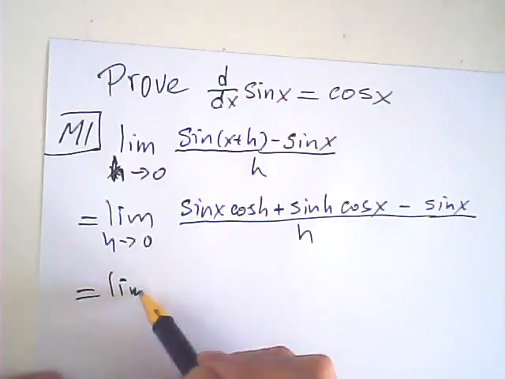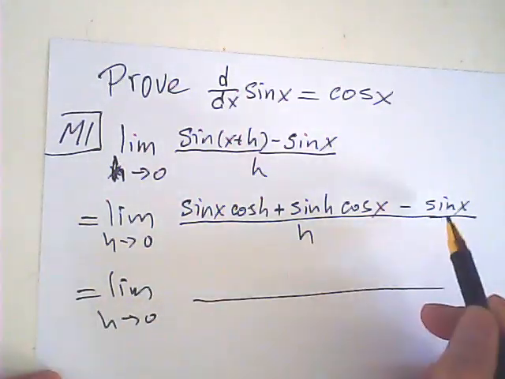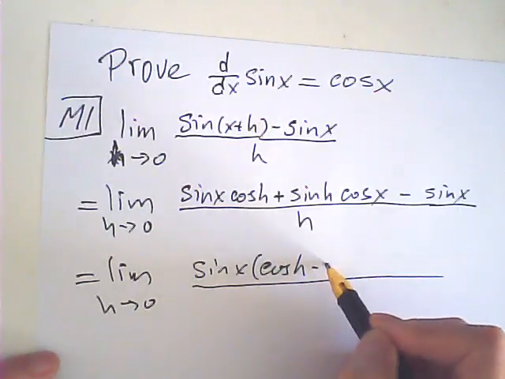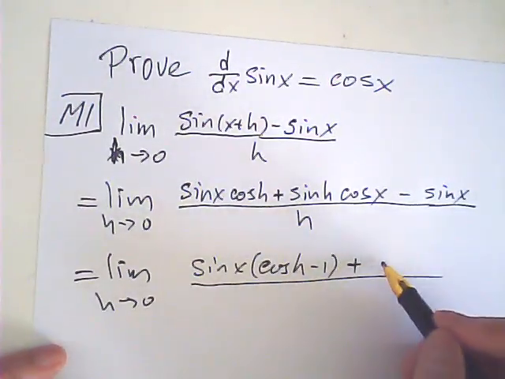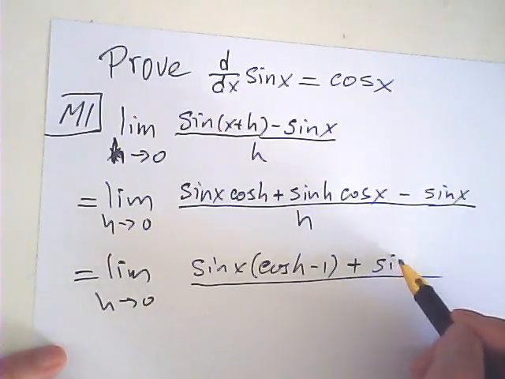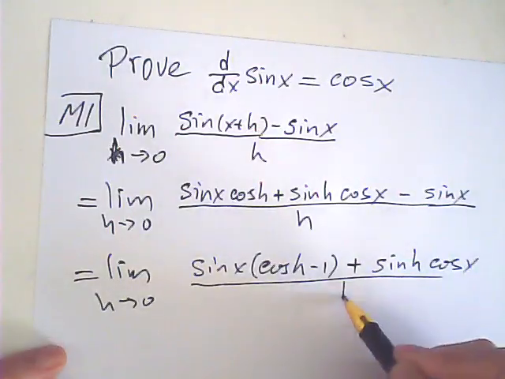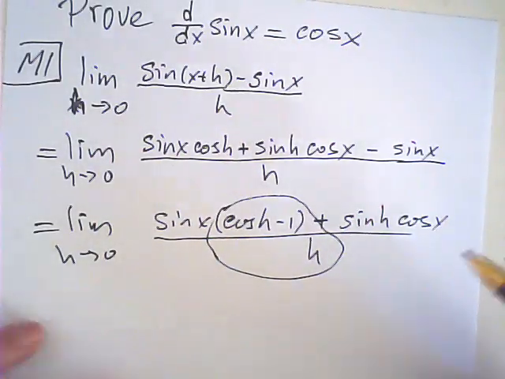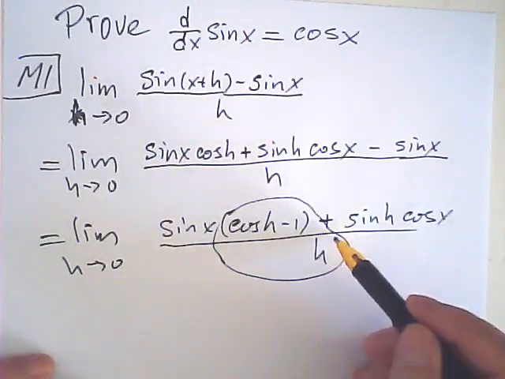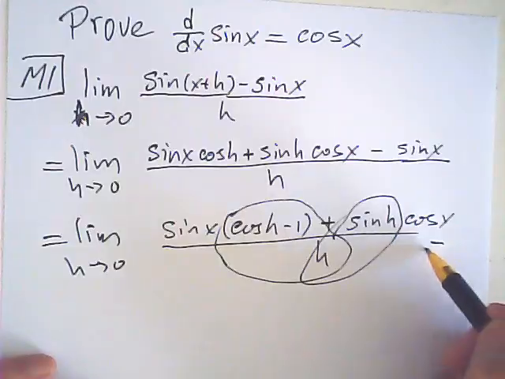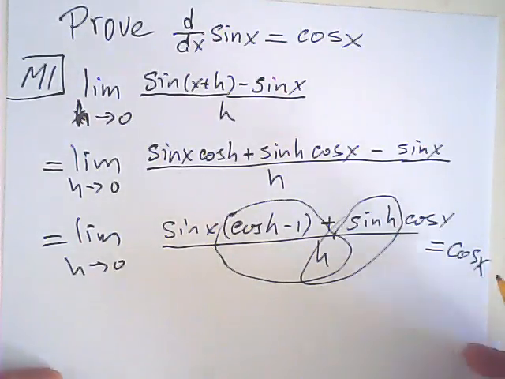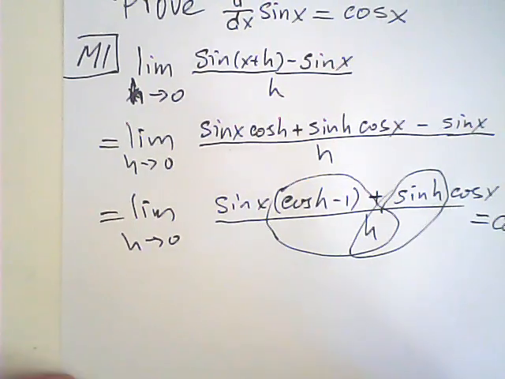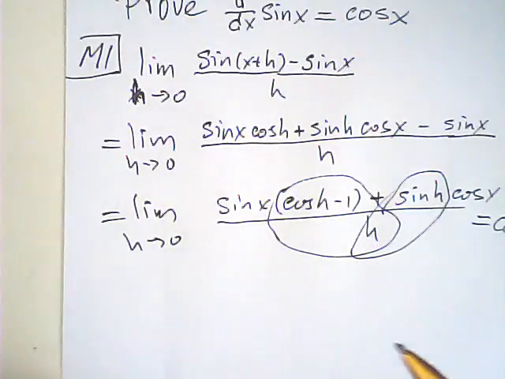Then these two have a common factor, sine x, so you have sine x times cosine h minus 1, plus the leftover sine h cosine x, all over h. And this limit is 0. You must have learned this limit. And this limit is 1. So we end up with cosine x.